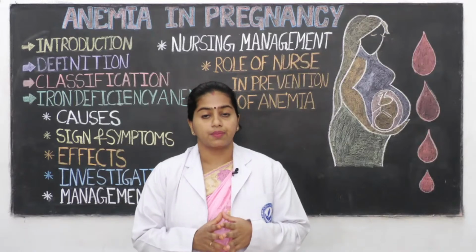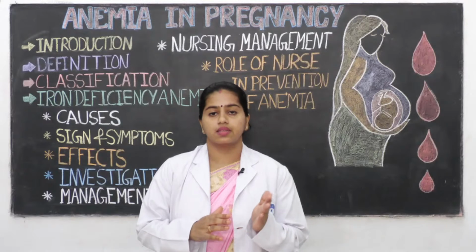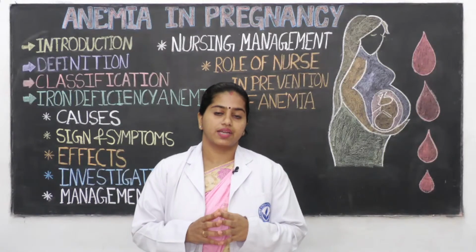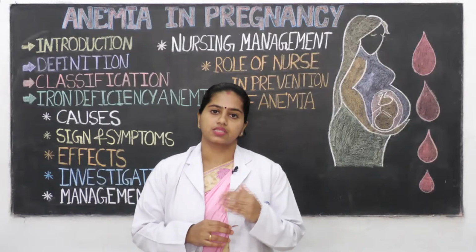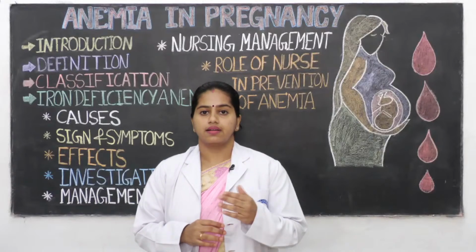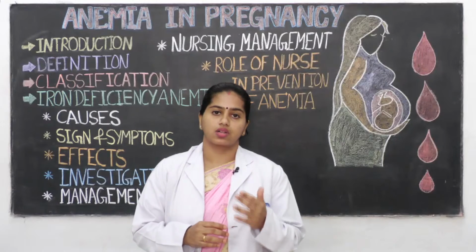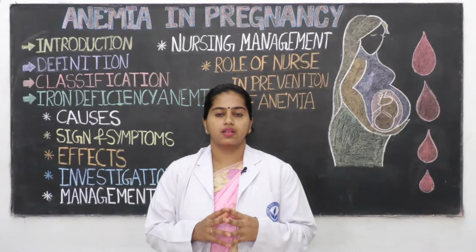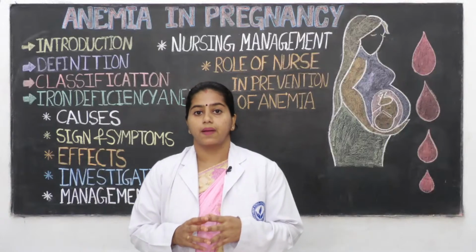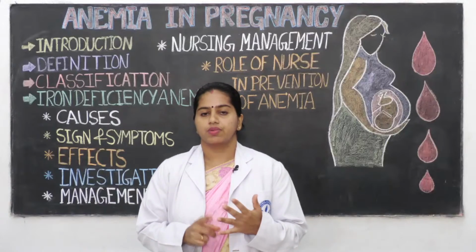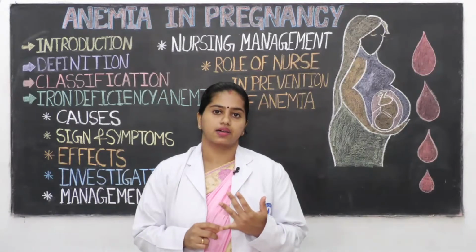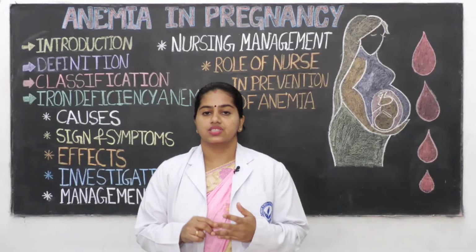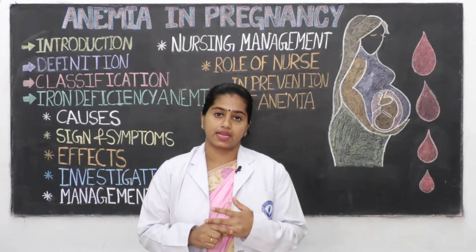The effects of anemia can be seen in the pregnant women and in the fetus also. So we can divide them into complications during pregnancy, complications in labor or the childbirth, and complications in the puerperium. In pregnancy, the woman can have the complication of preterm labor. So before 37 weeks, she can get labor pain. That is known as preterm labor, and she can have the features of preeclampsia.